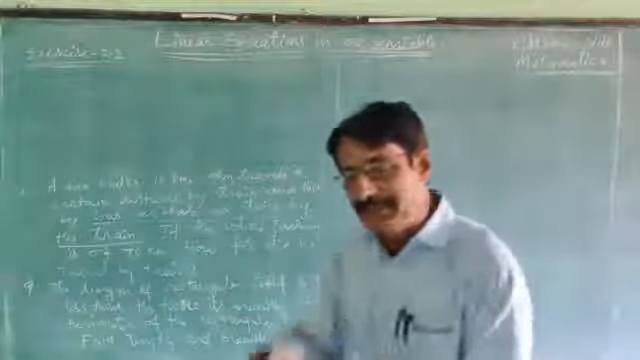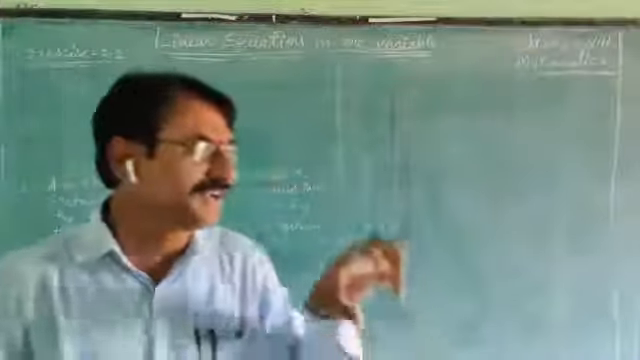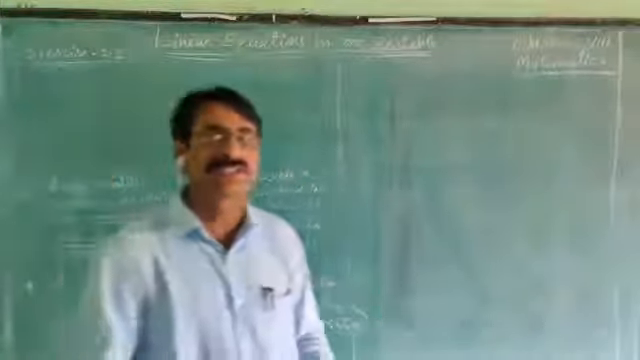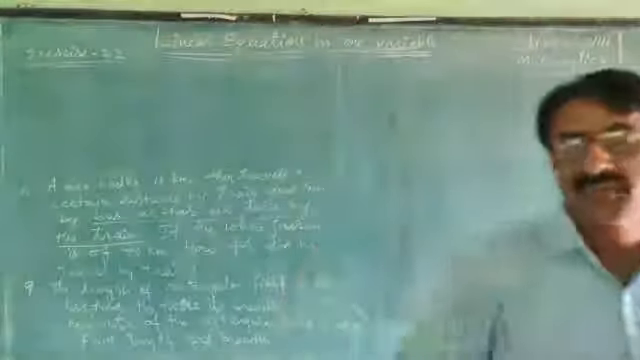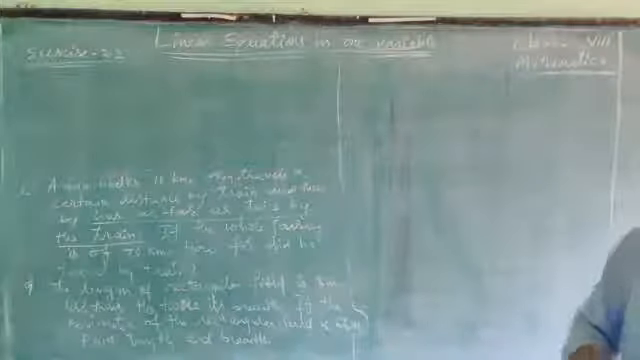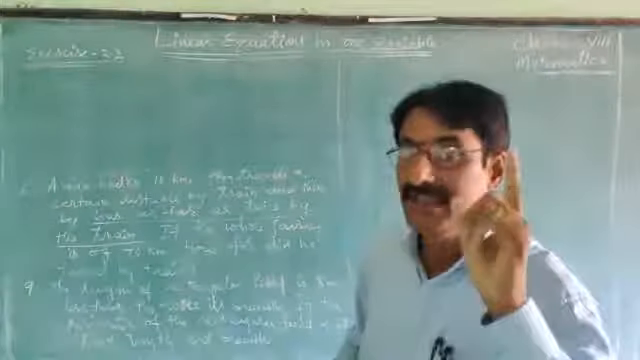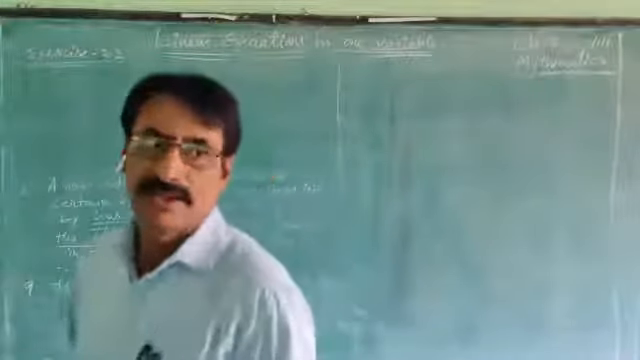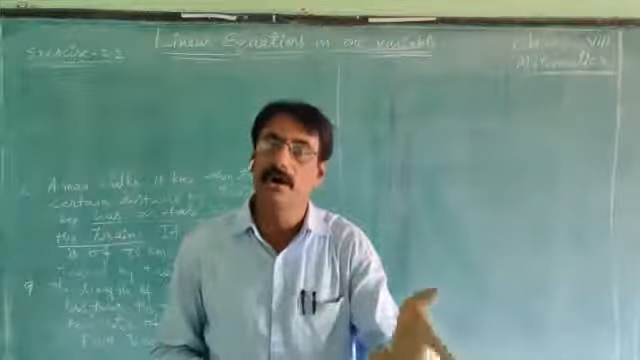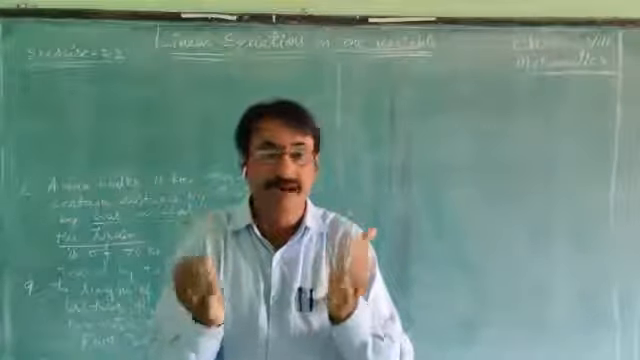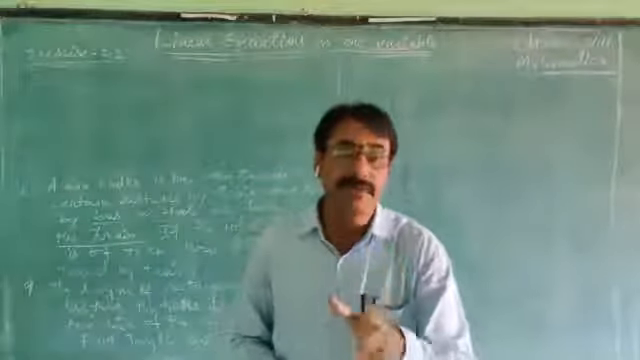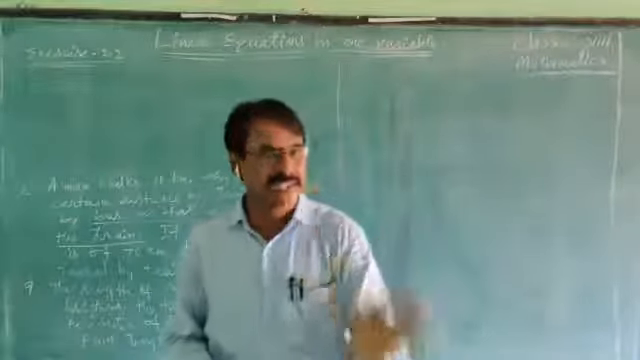So which one depends on which one? Here the distance traveled by bus depends on the distance traveled by train. So first we are going to take the distance traveled by train be x kilometers. If he travels by train x kilometers, then how much distance traveled by bus? Twice the distance traveled by train. That means twice of x.